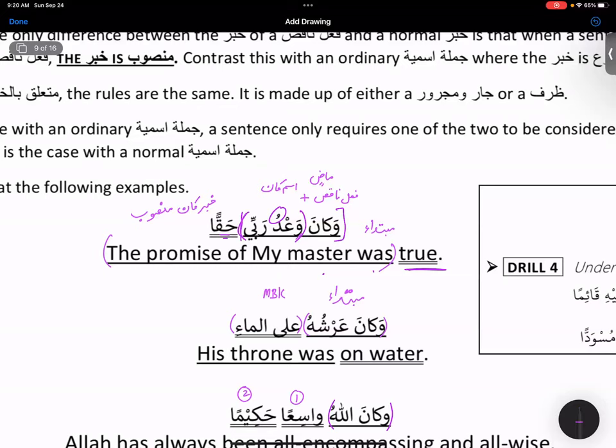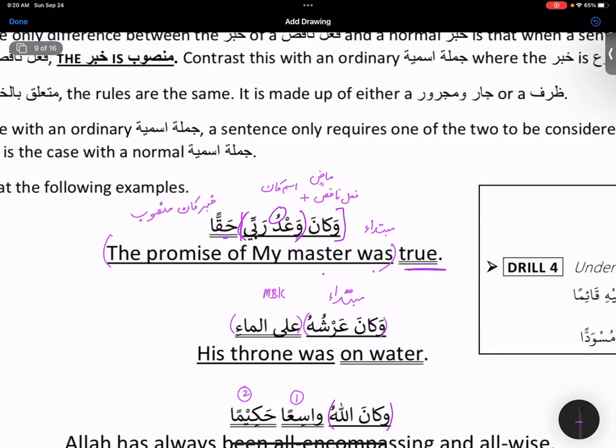So Kana, how are we going to label it? We're going to say fi'l madi naqis. And then Wa'du Rabbi, we're going to say ism Kana, and together we are making them mubtada. And then Haqqan, we're going to say khabar Kana, mansub. Next one.